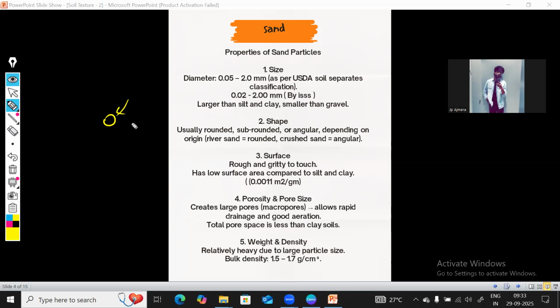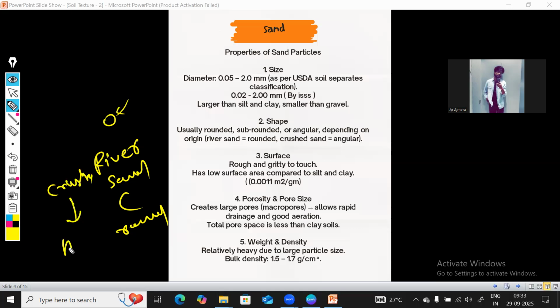It depends on how it is formed. The shape of particles depends on how they form. So on the river side, particles are rounded, and on the coastal side the particles are angular or sub-rounded. Simple. All right.